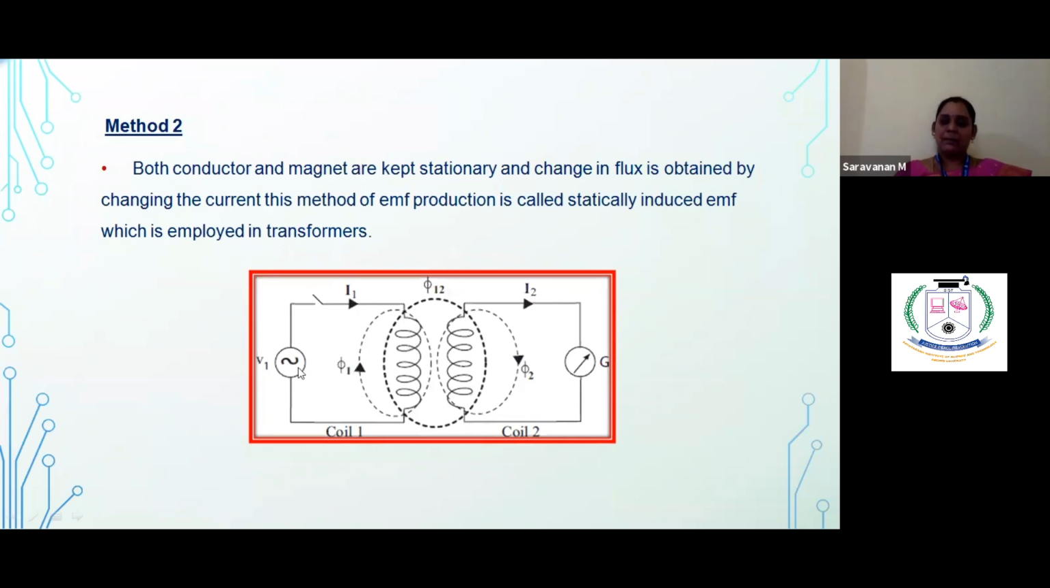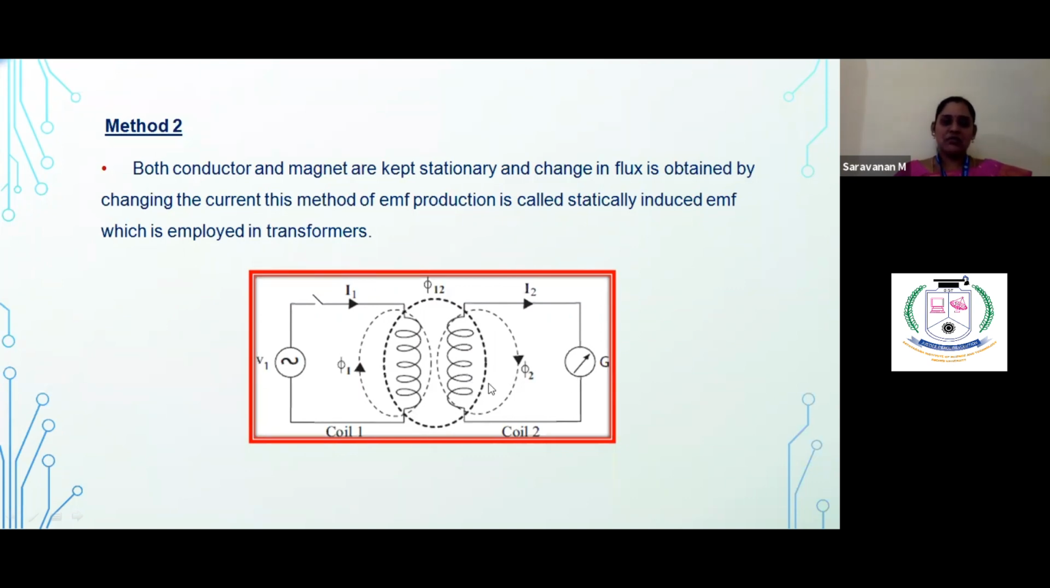So when I apply a voltage to coil 1, what will happen over here? A flux phi1 will be set up. Since both the coils are magnetically coupled, whatever flux is set up in coil 1 will link with coil 2. Hence, you have another flux phi2 set up. As the input voltage is varied, the flux linking with coil 1 changes, which will automatically change the flux linking with coil 2. Hence, you can see the deflection on the galvanometer.